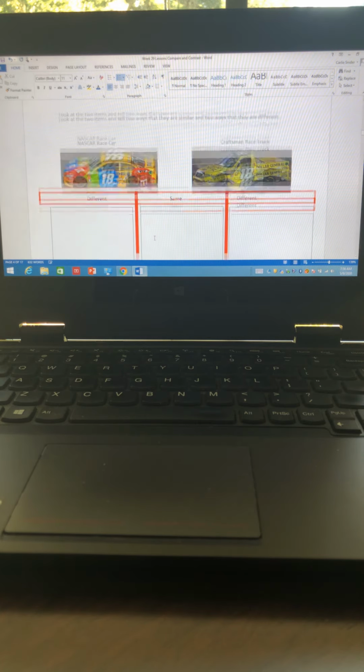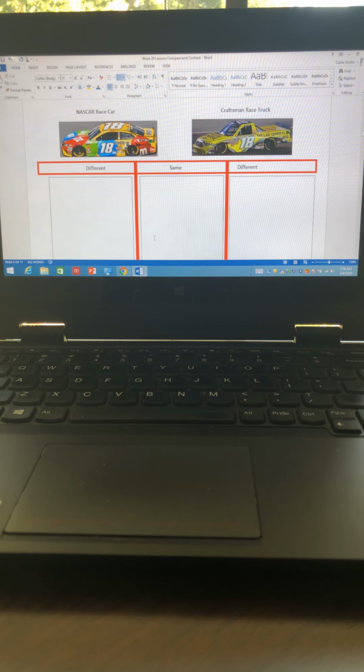The first part of your assignment that I'm asking you to look at is a Venn diagram with same in the middle and different on the outsides. We have a NASCAR race car, and then we have a Craftsman truck racing truck. Both of them are number 18. Both of them have yellow. Both of them have 4 wheels, windshield. They both have the front and the back of the car, but there are some things that are different as well.